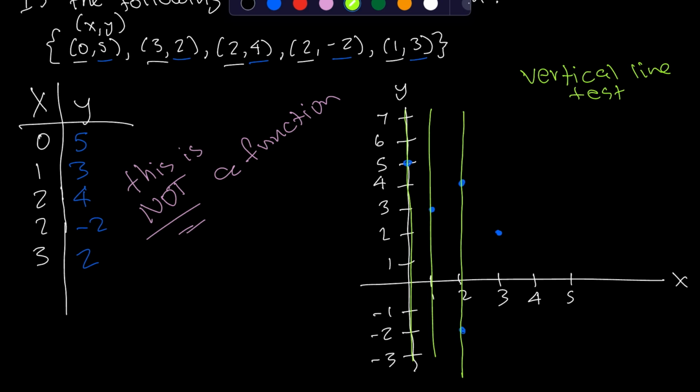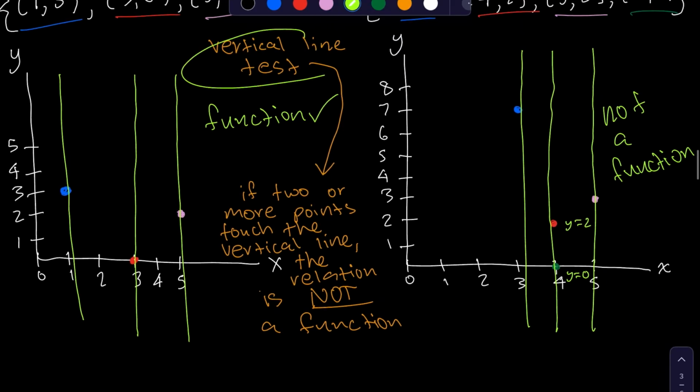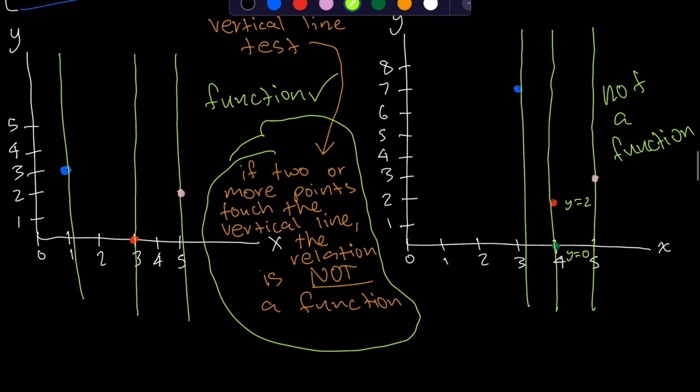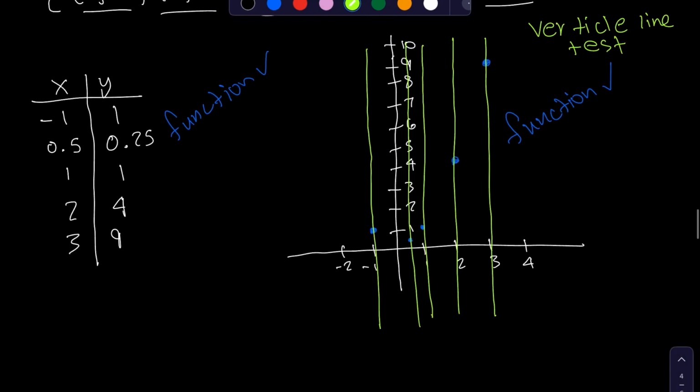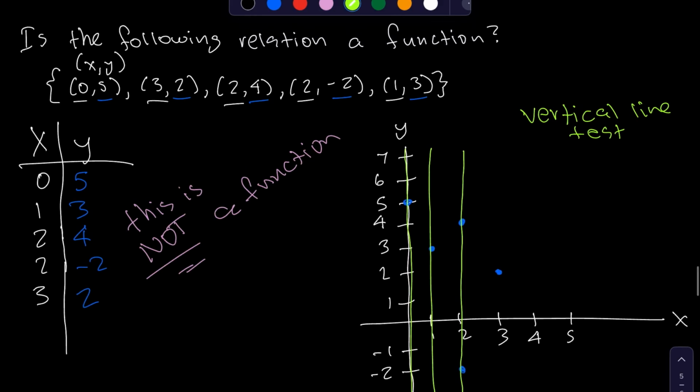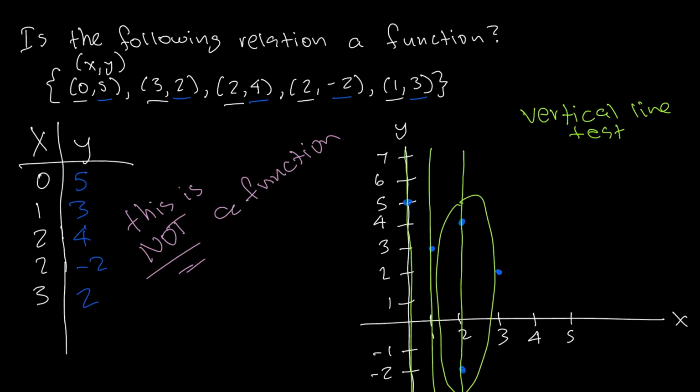That is no longer a function because we passed 2 or more points aligned with the definition. In fact, let's just revisit it. Remember, the vertical line test states that if 2 or more points touch the vertical line, the relation is not a function. And as we see, 2 or more points, let's go back to our example. There we go. 2 or more points have passed our line, meaning we're not a function.